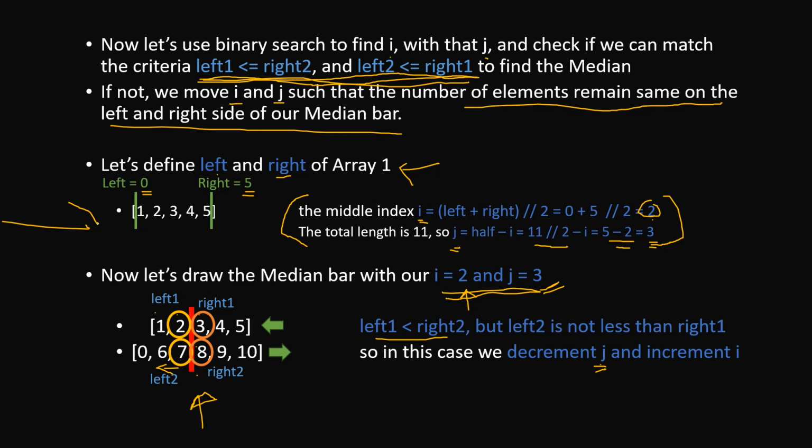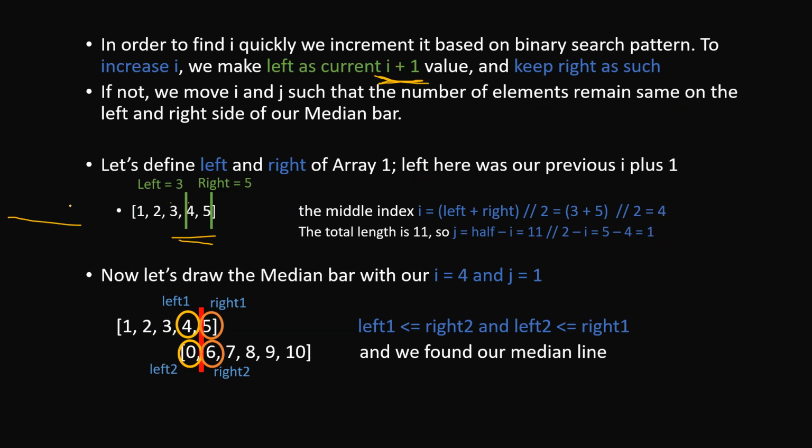You can look at this array here, and our right value remains 5, and we compute the middle value and we get it as 4. If i is 4, j will be equal to 1 because i plus j should be equal to half the elements, which is 5. 11 divided by 2 is 5. And now we move our i and j to the new location.